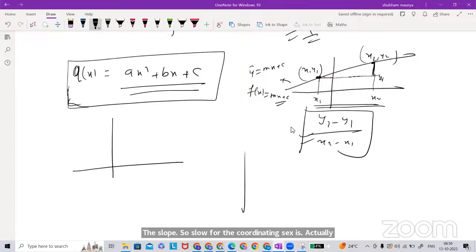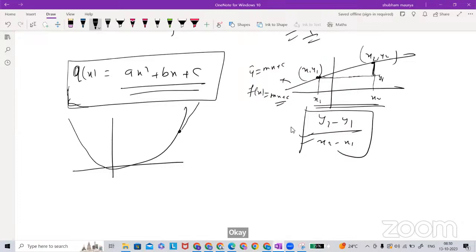the meaning of the slope of any function, even for the quadratic. Suppose this is a quadratic you have, and you are calculating the slope at this point. That means you are calculating the slope of the line which exactly touches there. This is the touching point. So where this line is touching, you are calculating the slope of that line. This is the meaning of the slope of a quadratic: the slope of a line which touches at that point.